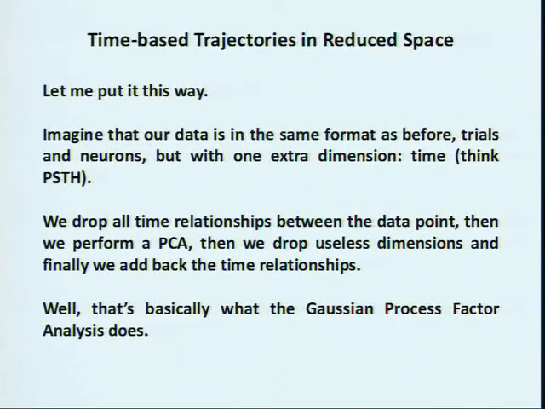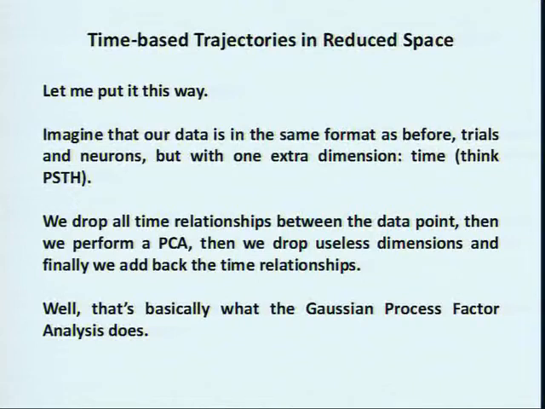Then we perform a PCA, then we drop useless dimensions to do dimensionality reduction like we just saw. And then we finally add back the time relationship. So we add the points, 1, 2, and we trace the line between the points, just like in a kid's dot drawing. And this is basically what the Gaussian Process Factor Analysis does. It's just that instead of using the PCA to do the dimensionality reduction, it uses another approach called factor analysis. It is slightly different.